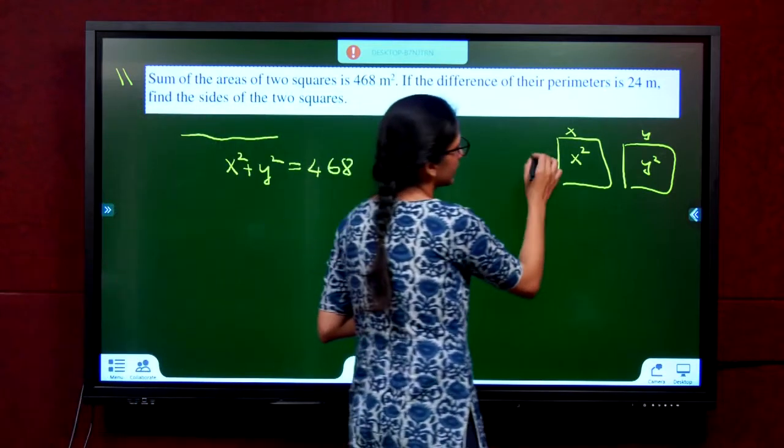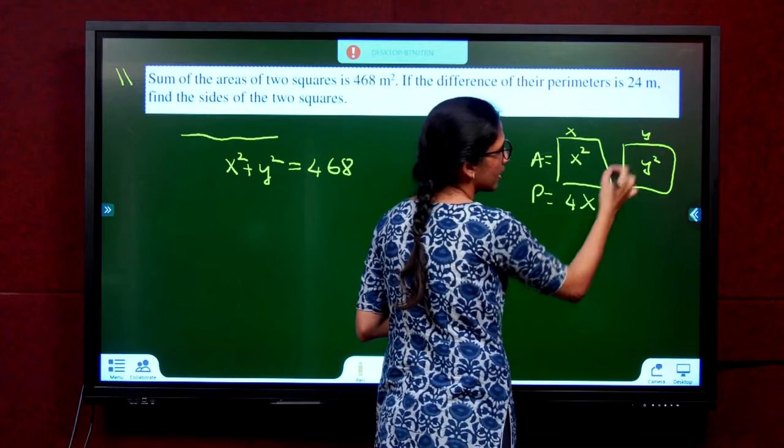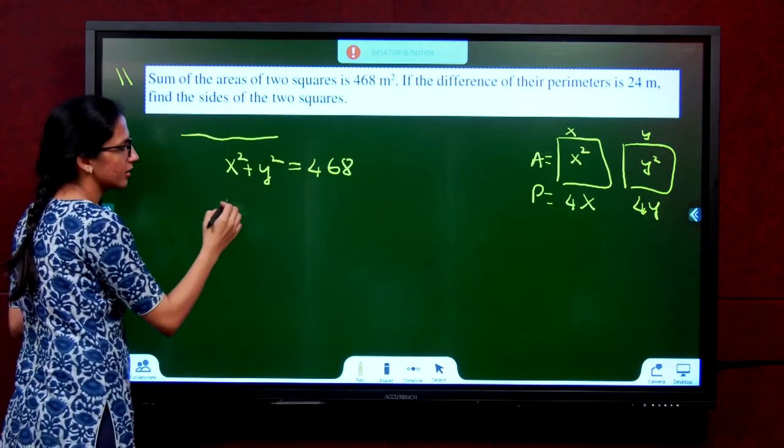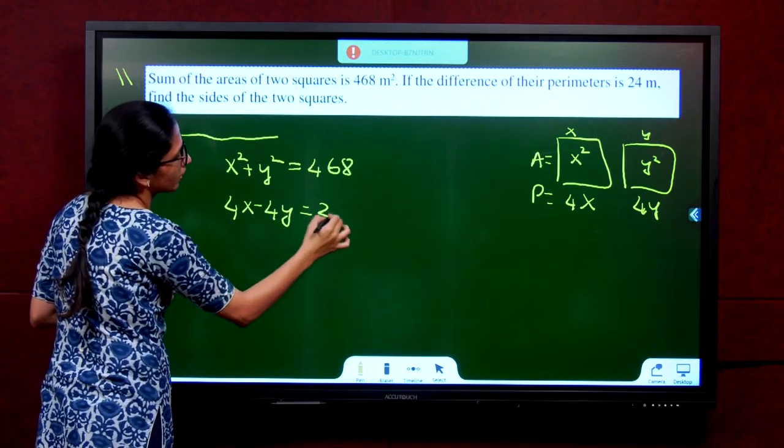This is area. What will be the perimeter of the square? 4x. Perimeter of the other square? 4y. So what will you write here? 4x minus 4y is equal to 24.